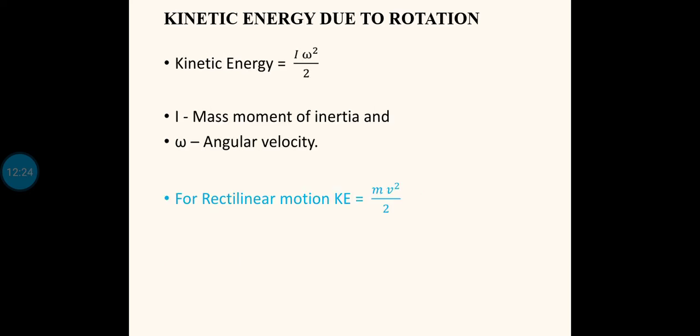Now, next one is kinetic energy due to rotation. Everything you can compare with the rectilinear motion. Analogy is there between rectilinear motion and the rotary motion. In the case of rectilinear motion, kinetic energy is equal to half mv square. So, here the kinetic energy in the case of the rotary motion is I omega square by 2. Instead of mass, we will be using mass moment of inertia I, and instead of velocity, here it is angular velocity omega.